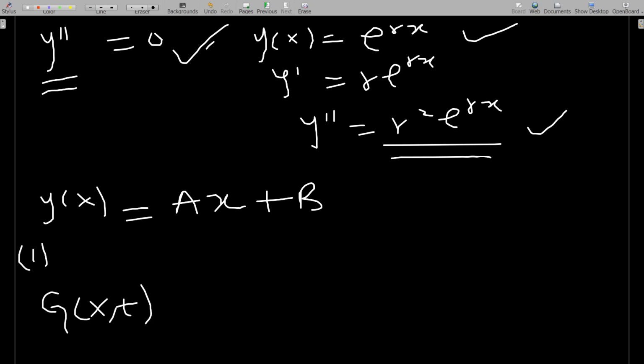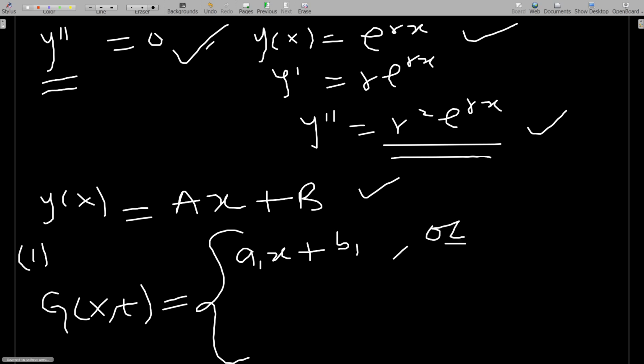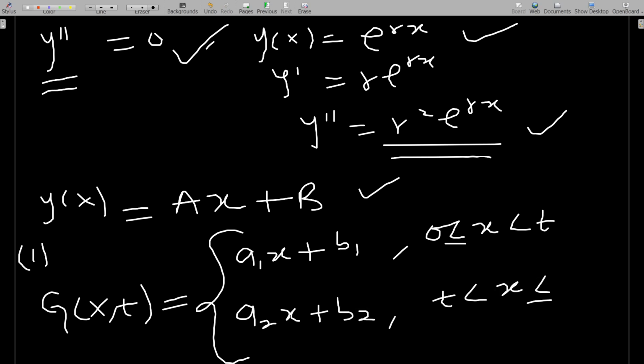g of x,t, which is our Green's function, should be a piecewise function consisting of two functions, and all of them should be in the form of this. So I have a1x plus b1, the first one, g1 of x,t should be this, for the lower boundary less than or equal to x less than t. And the second one is a2x plus b2, for t less than x less than or equal to, sorry, pi on 2 rather. So this is my Green's function.